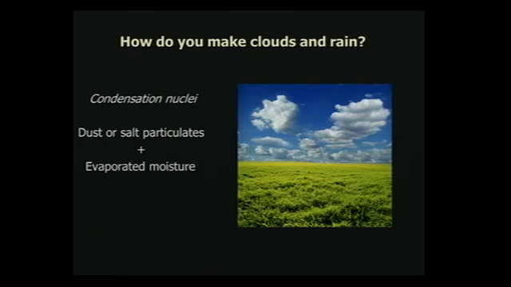Clouds and rain. Clouds are formed from moisture that evaporates from the Earth's surface, carried upward on air that's warmed by the sun. As the warm air rises, it begins to cool. There's a certain point, they call it the dew point, D-E-W. And at that point, the moisture in the air begins to condense around particulates which are in the air.